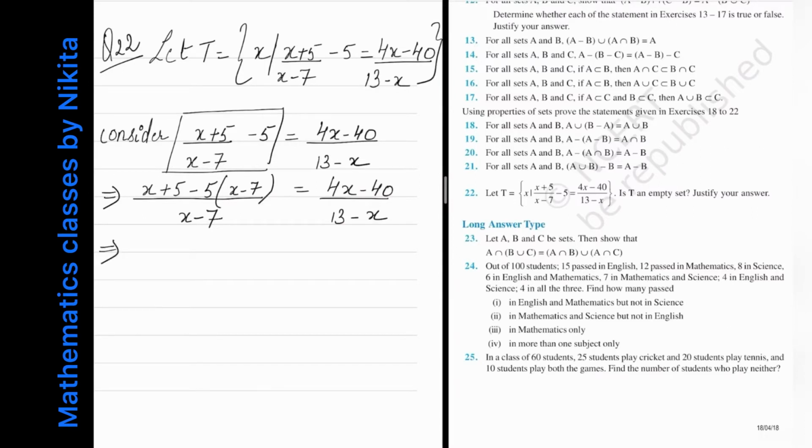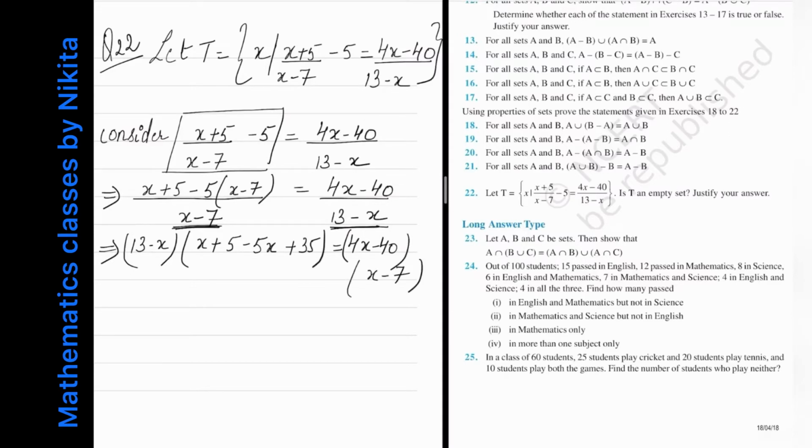Now you cross multiply. So take this denominator on the right hand side and take this denominator on the left hand side. So you will get (13 − x) times (x + 5 − 5x + 35) is equal to (4x − 40) times (x − 7). Now simplify this, you will get (13 − x) times (40 − 4x) is equal to (4x − 40) times (x − 7).